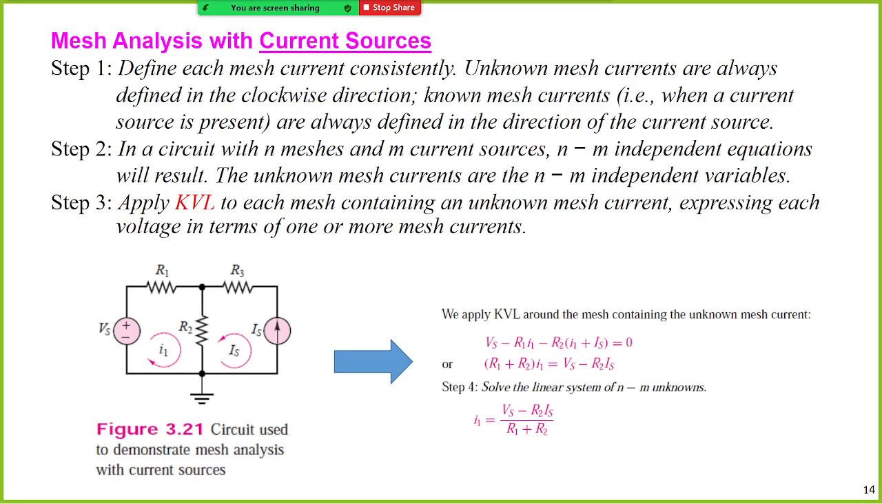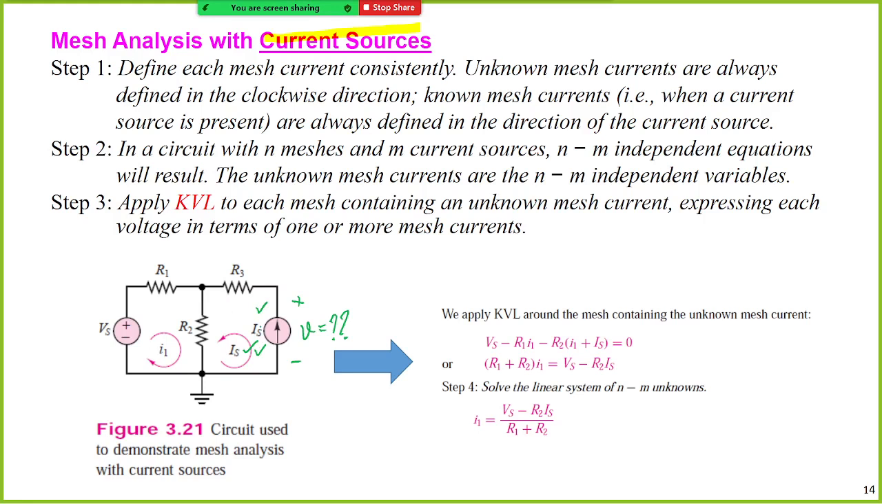Okay. Next, let's see the mesh analysis with current source. In case we have a current source, what happens? Because if we have a current source, we will not know the voltage across the current source. We don't know the voltage across the current source, but we know the current. We know this current equals Is, right?